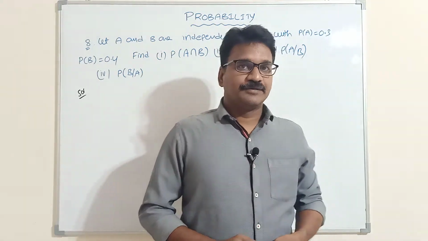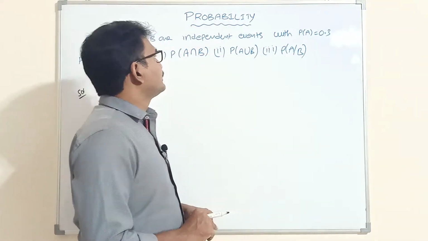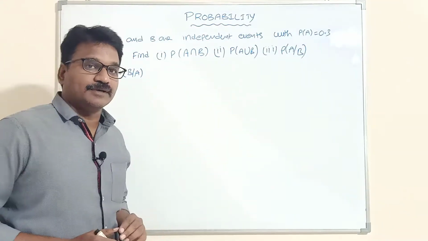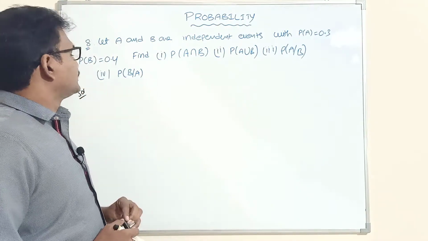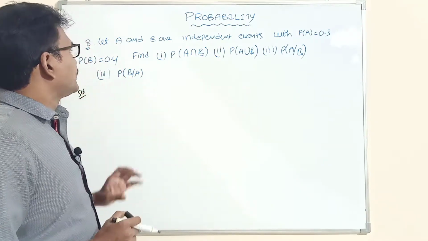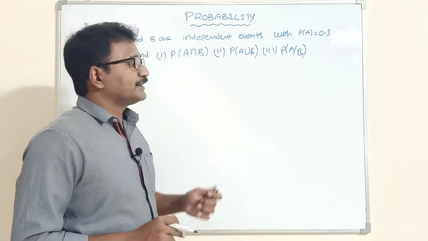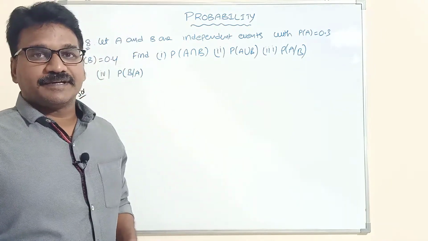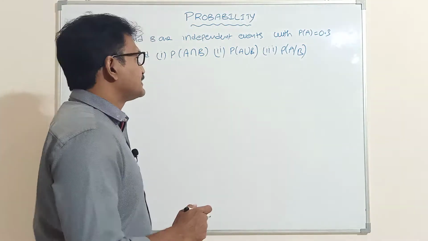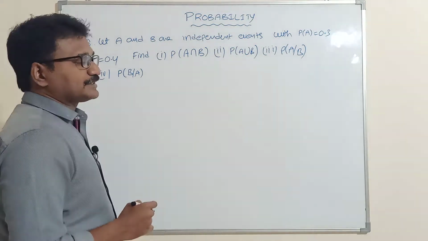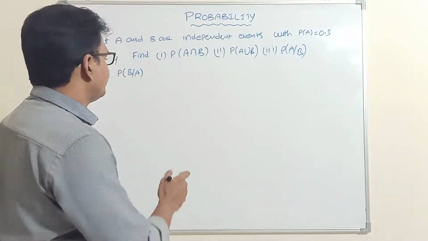Hello everyone. Today we are going to continue probability, conditional probability and multiplication theorem. Second exercise, eighth problem. Let A and B be independent events. If A and B are independent events, then P of A intersection B is equal to P of B.